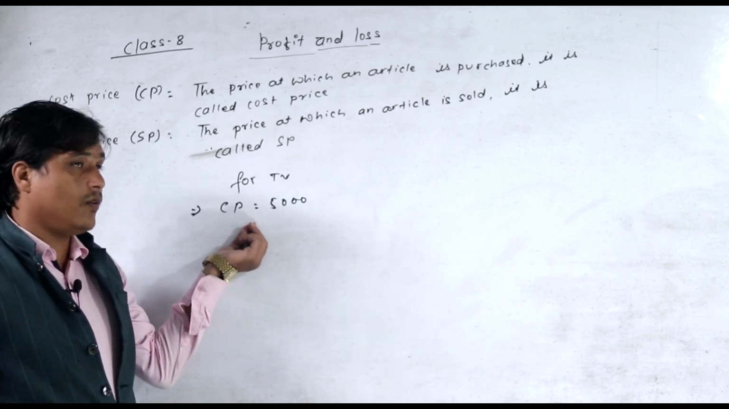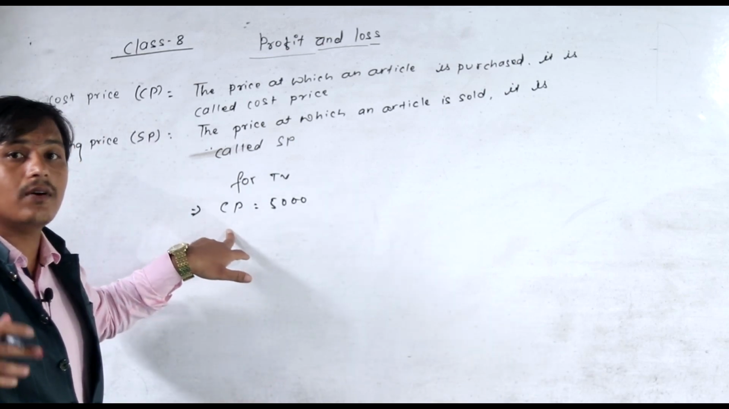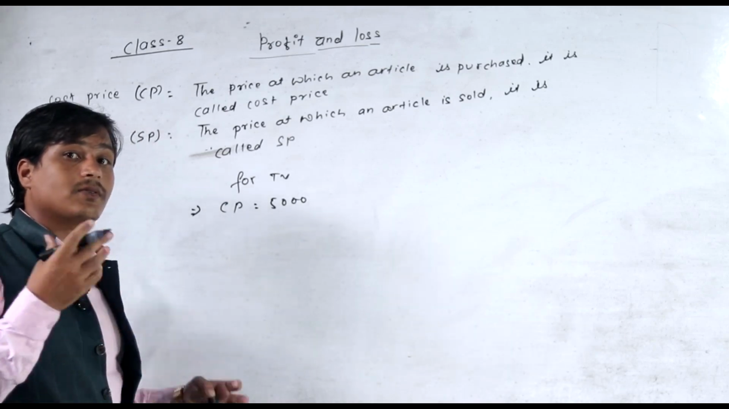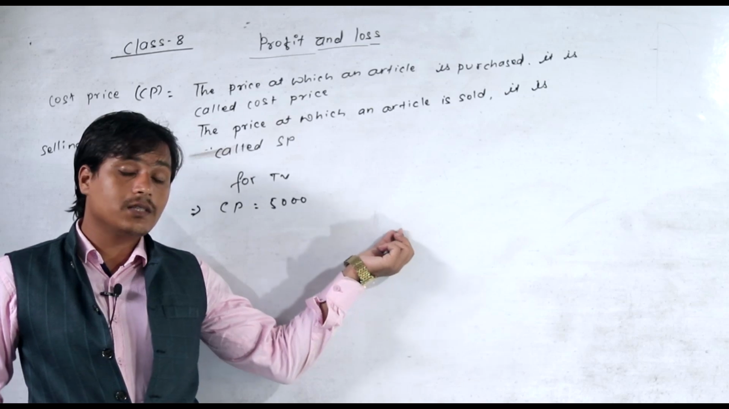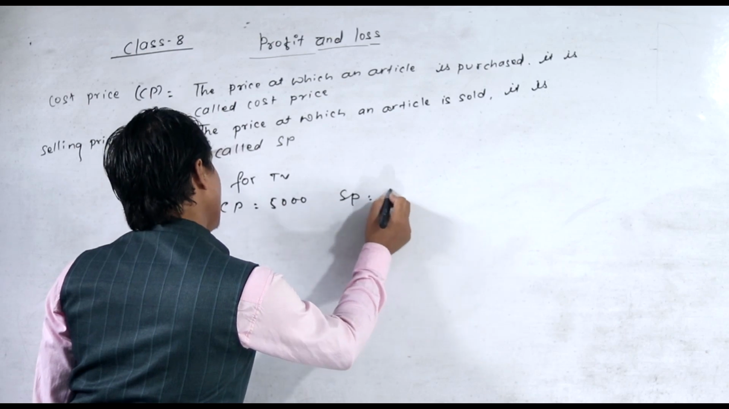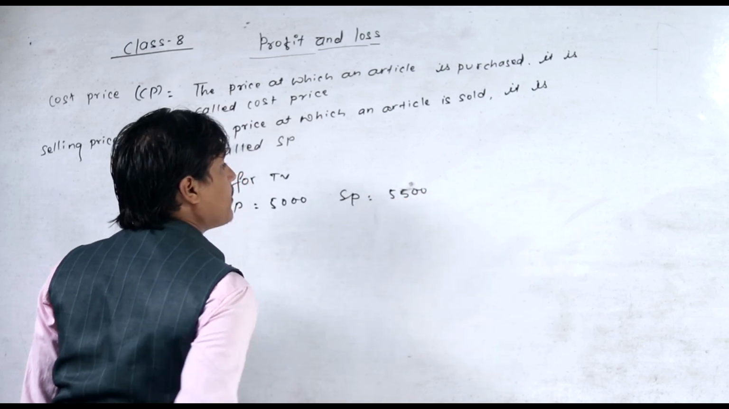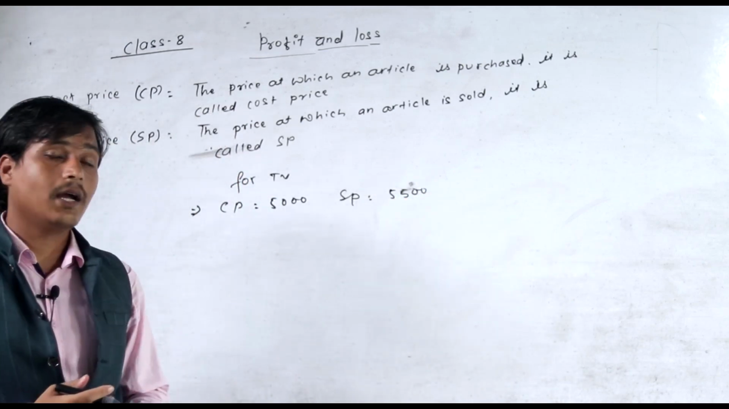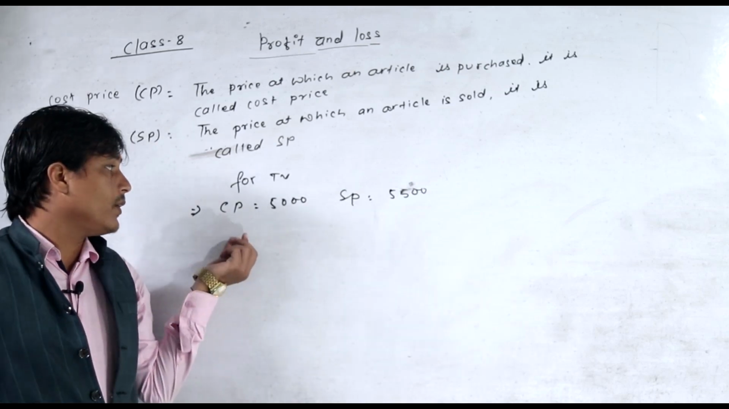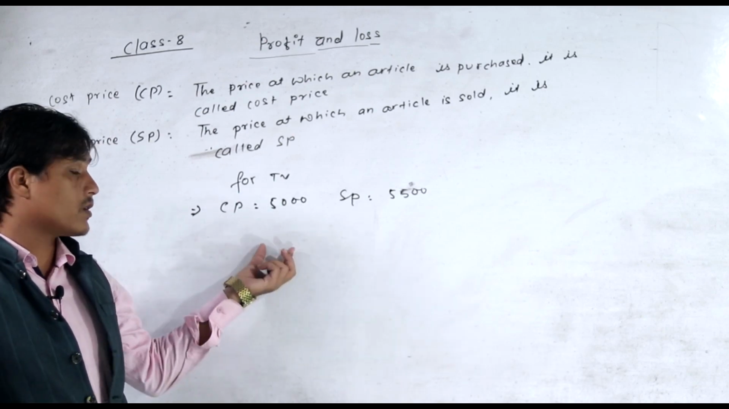And you are going to sell that to your customer. The price at which you sell is called SP. Suppose SP is equal to 5,500. Then from here, what do you get, do you get some extra amount or lose some amount?